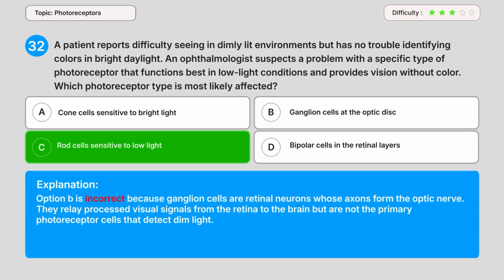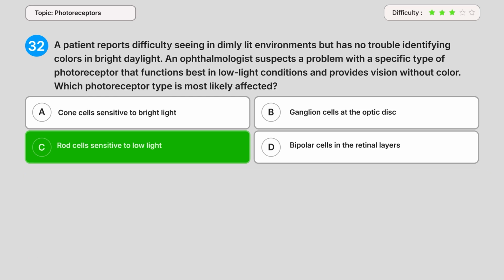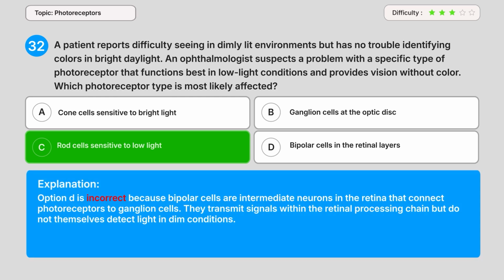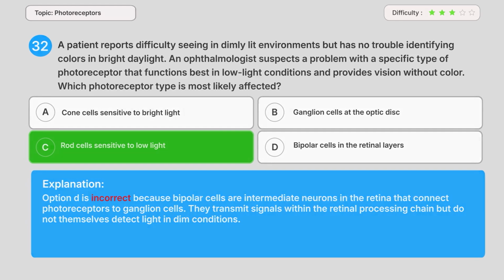Option B is incorrect because ganglion cells are retinal neurons whose axons form the optic nerve. They relay processed visual signals from the retina to the brain, but are not the primary photoreceptor cells that detect dim light. Option D is incorrect because bipolar cells are intermediate neurons in the retina that connect photoreceptors to ganglion cells. They transmit signals within the retinal processing chain, but do not themselves detect light in dim conditions.